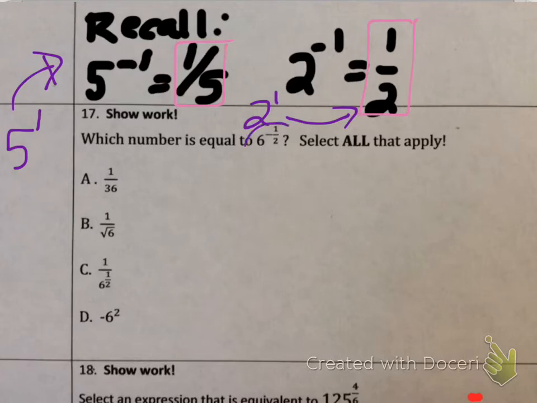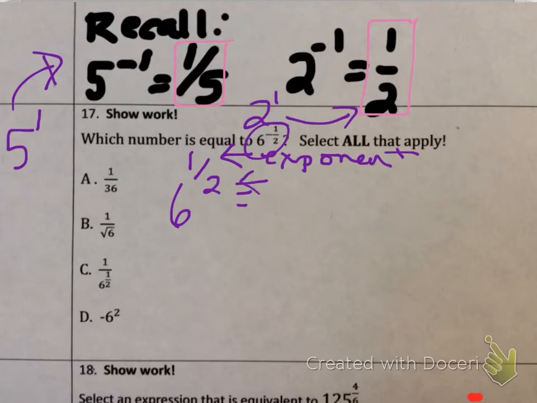So if you look at our expression here, 6 to the negative 1/2, for negative exponents you ignore the negative, and you write it as 6 to the 1/2. If you guys remember, you can rewrite 6 to the 1/2. Fractional exponents can be rewritten in root form, where the numerator is really your exponent, and the denominator is your index.